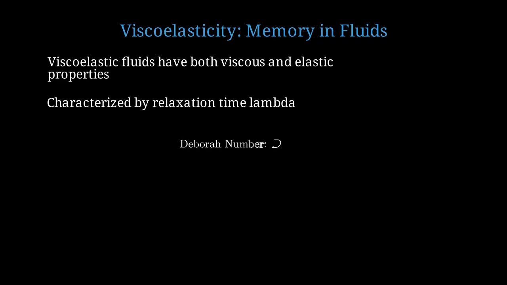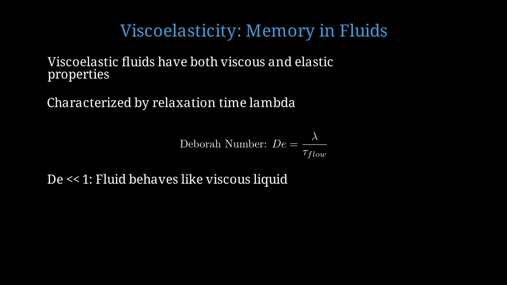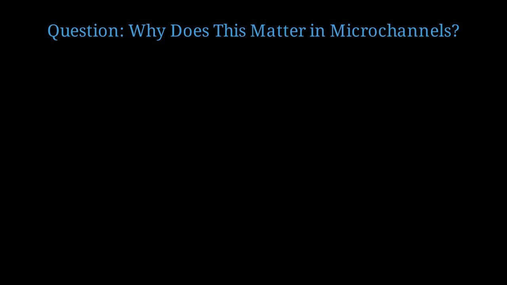We quantify this with the Deborah number, De equals lambda over tau flow, where tau flow is the characteristic flow time. When De is much less than 1, the fluid has time to relax and behaves mostly like a viscous liquid. When De is much greater than 1, deformations happen faster than relaxation, and the fluid behaves elastically like a solid. You might ask, why do these rheological effects matter so much in microchannels? Great question. Let me explain.